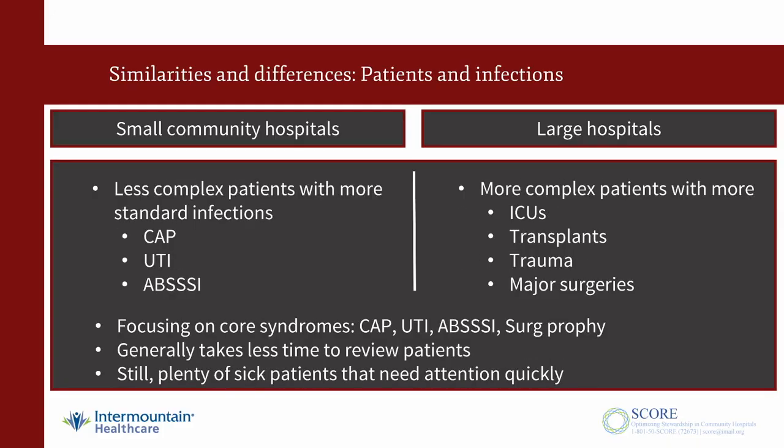Patients and infections. In small community hospitals, the patients are typically less complex, and they typically have more standard infections such as pneumonia, urine infections, and skin infections. The more complex, complicated patients many times are transferred to large community hospitals. In terms of stewardship, this means that focusing on core syndromes in small hospitals, such as pneumonia, urine infections, and skin infections, will capture the vast majority of patients on antibiotics. It also will take generally less time to review patients due to the less complex nature. However, there are still plenty of very sick patients that need attention quickly in small community hospitals.